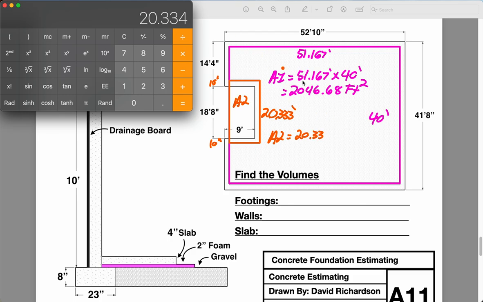Okay. So area 2 is equal to 20.333 feet times 9 feet equals 183. I'm just going to keep it at 183 feet squared. Okay, so we have 2,046.68 minus 183. Okay, so our final area is equal to 1863.68 feet squared. And then we just need to multiply that by 4 inches in feet, 0.333 feet.